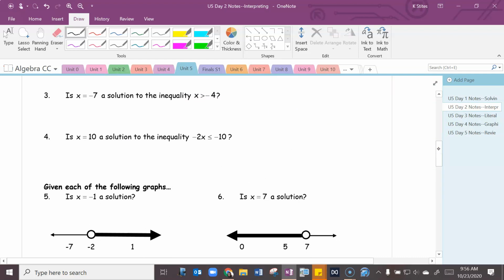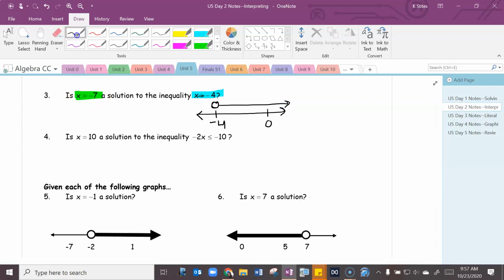All right, what about this one? Is x equals negative 7 a solution to the inequality x is greater than negative 4? Well, what a lot of people like to do is draw a little picture here. So I'm going to graph this inequality. I'm going to put my negative 4 and my 0. And in this inequality, I'd have an open dot over my negative 4, and I'd be going to the right. Okay, so now I'll just take a look at this on my arrow. Negative 7 would be over here somewhere, which is not on my arrow, so this is a no.